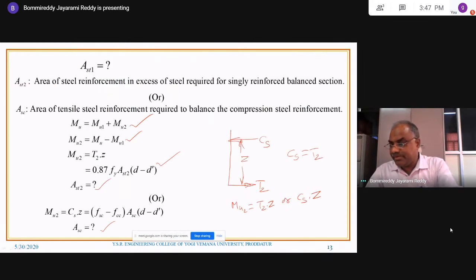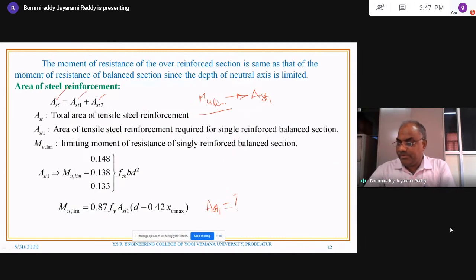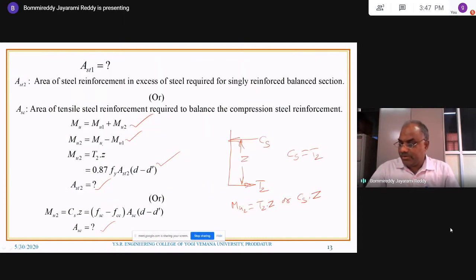Okay. So AST1 means it is for the balanced section. Find out the limiting moment of resistance, equate it and get the value of AST1. Then find out the MU2 and equate T2 into Z, find out AST2. Similarly, MU2 equal to CS multiplied by Z, you can find out ASC.